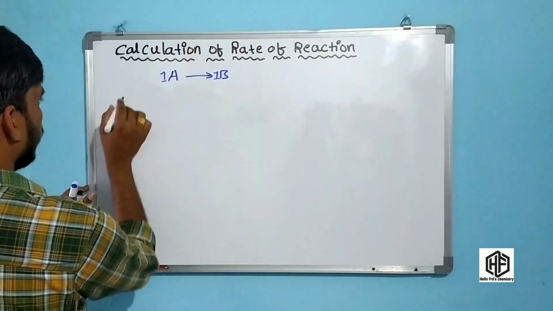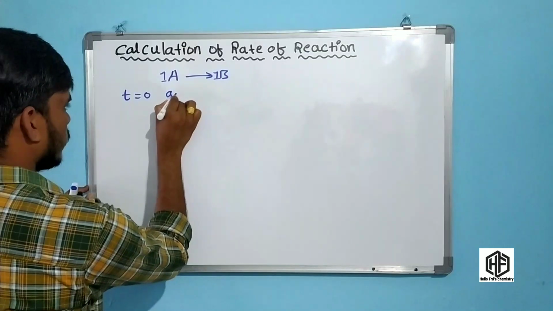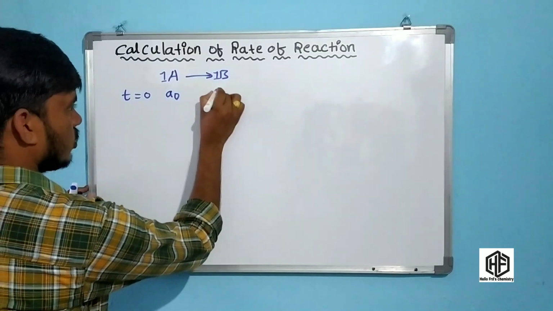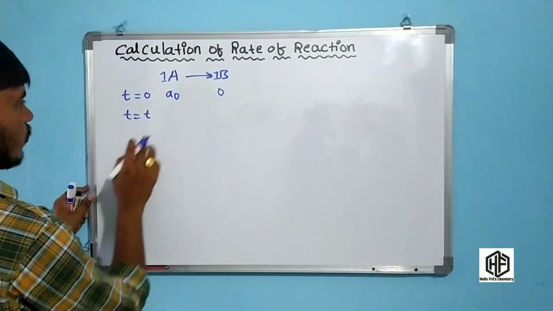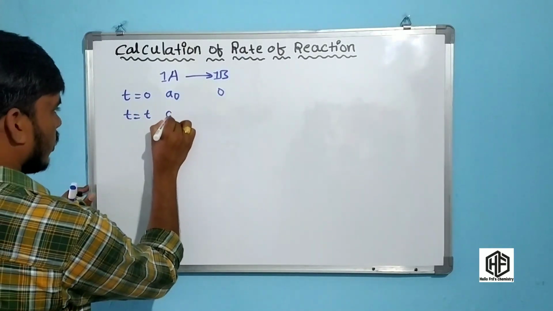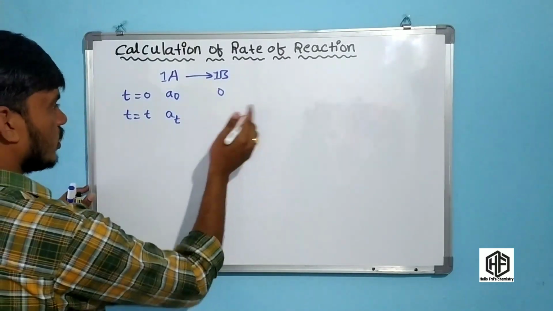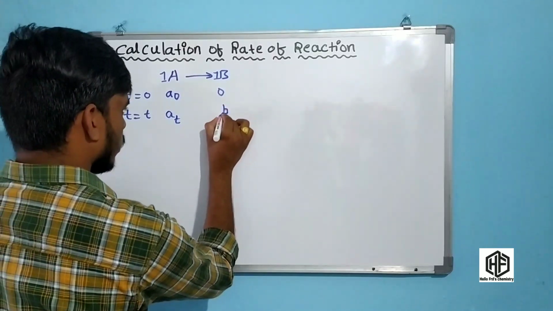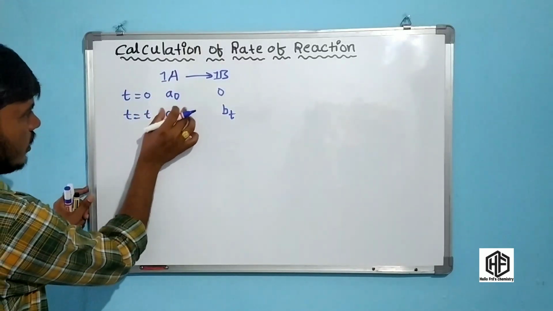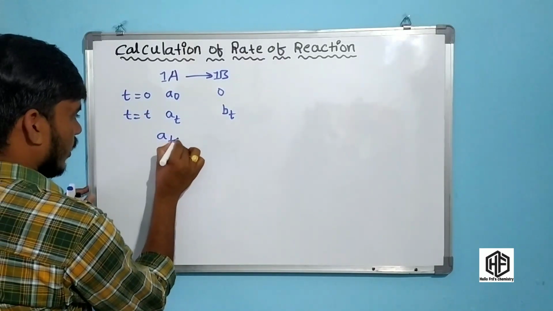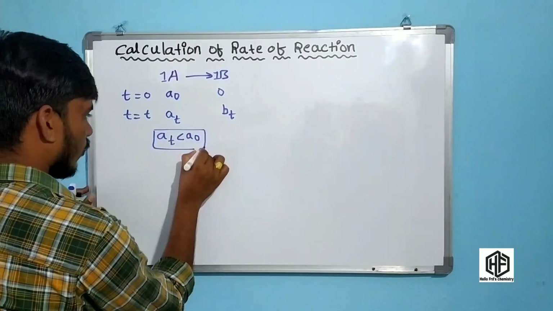In this chemical reaction, at T equal to 0 time, the reactant concentration is A0 and the product concentration is 0. And at T equal to T time, what happened friends? The reactant concentration is At and the product concentration is Bt. In this case, At is less than A0.